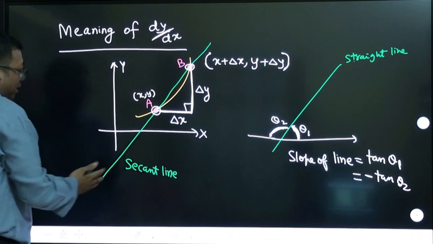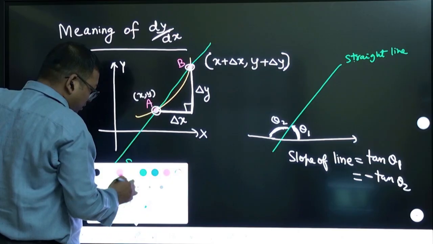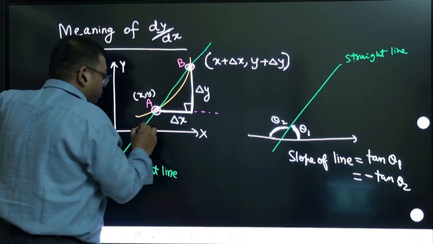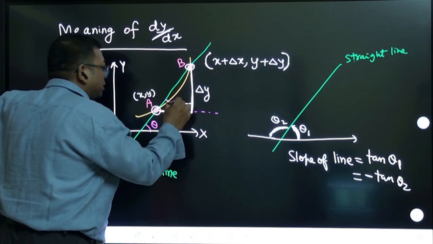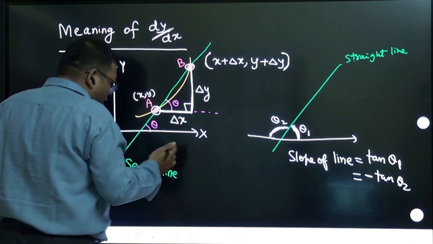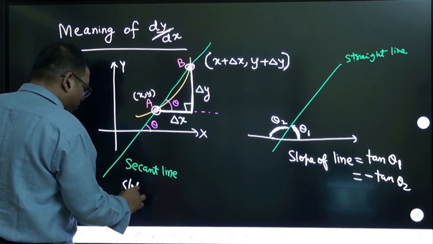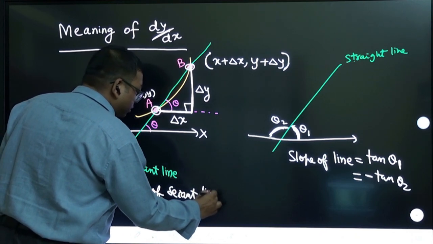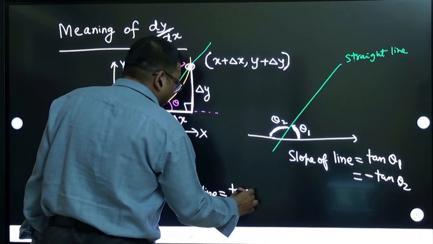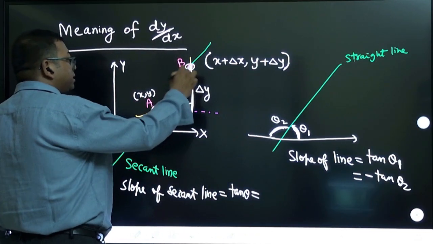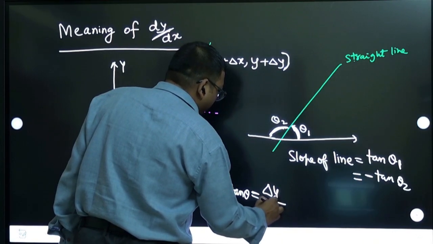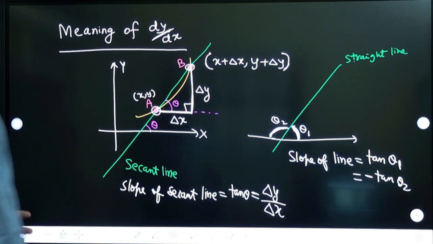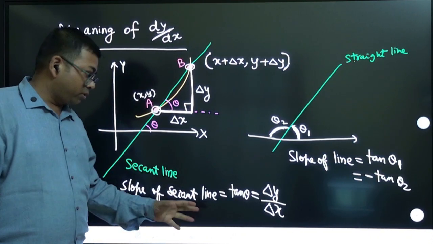Similarly, if I calculate the slope of this line, note that this line is making an angle with the x-axis, because this direction is the x-axis direction. You can take this angle as theta, they are the same angle. So what is the slope of this line? Slope of secant line is equal to tan theta. And what is this tan theta in this triangle? That is delta y by delta x, correct? That is the slope of a secant line. Secant line is a line which cuts the graph at two different points. So that is called the slope of secant line.